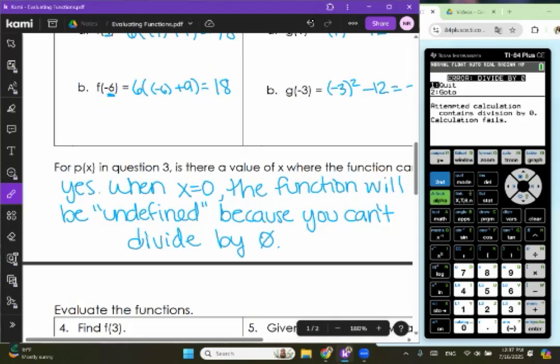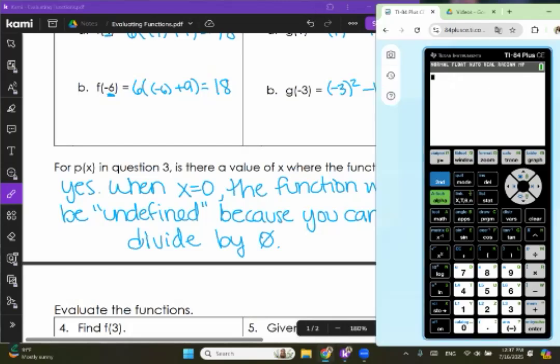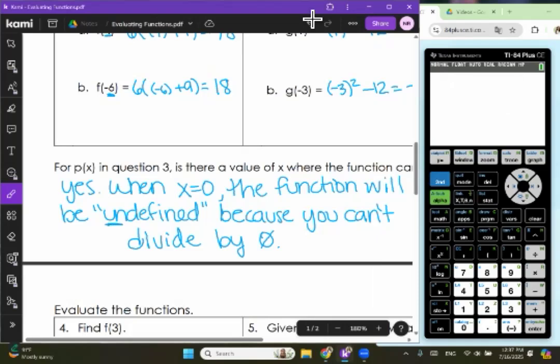What does the word undefined mean? People have a lot of trouble thinking about that word. Think about the word un. Un means not, correct? Define, definition. There is no definition for that number. There is no number that exists to put in that spot. Okay? Undefined.